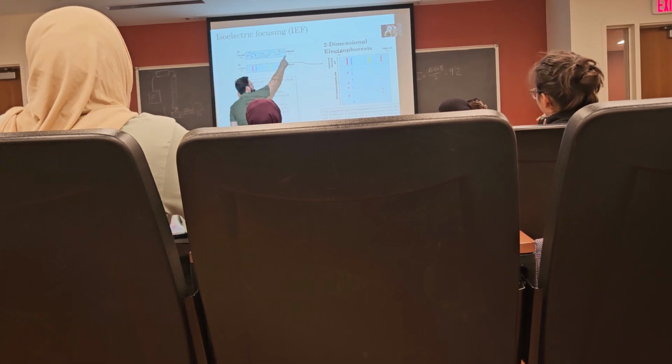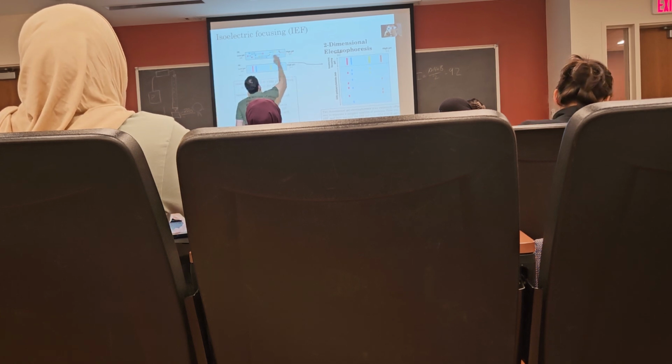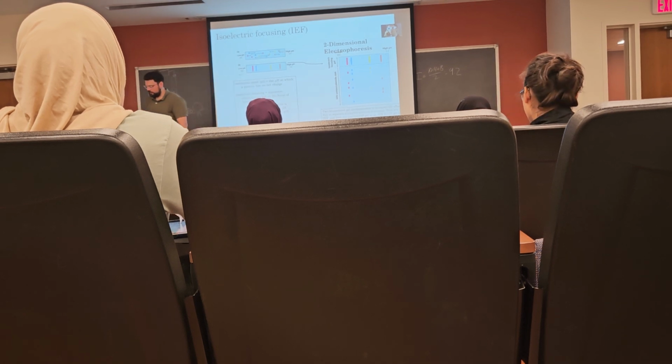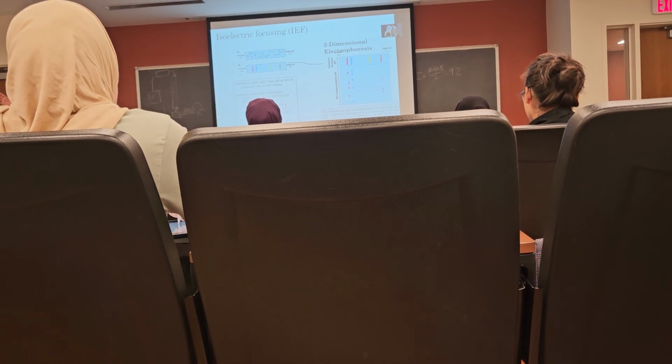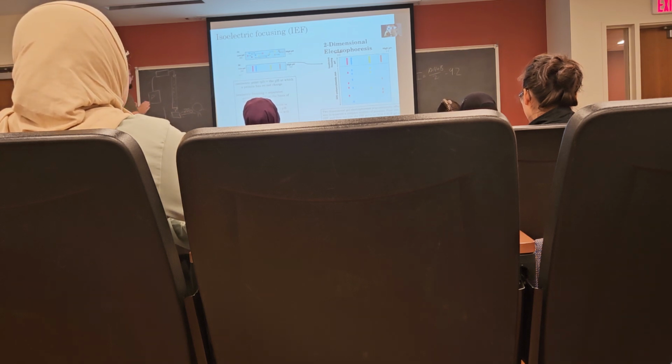If we had it over here, the same thing applies. Now it'll be negatively charged, so it'll be repelled by this and attracted by this, and it'll move this way until it reaches 9.2, where it's got a 0 net charge and it stays there. So no matter where it is, it focuses at its isoelectric point, right? This is why it's called isoelectric focusing.